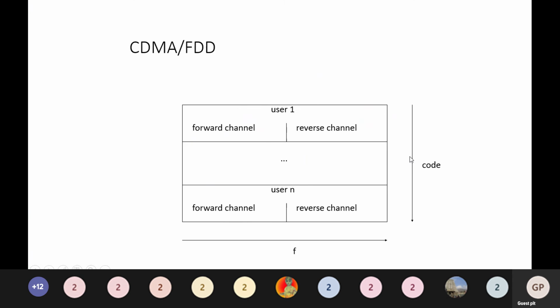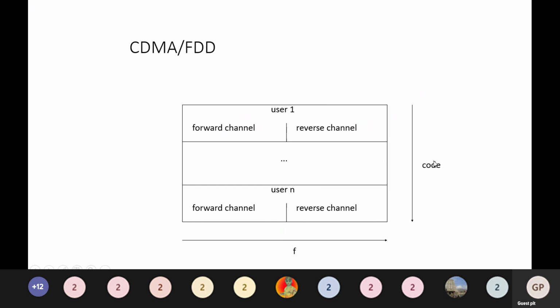Likewise, you have code division multiple access. Here you have frequency and you have code. User one has a forward channel and reverse channel, up to user n with a forward channel and reverse channel. So these are different types of users.